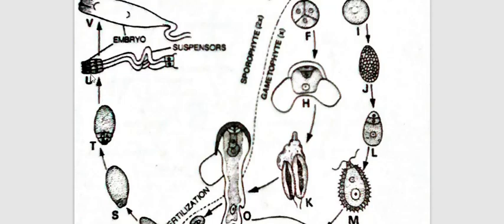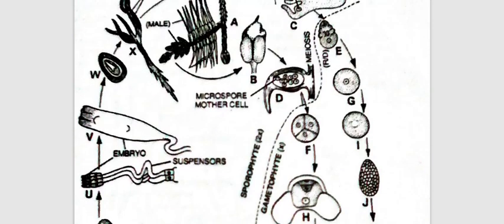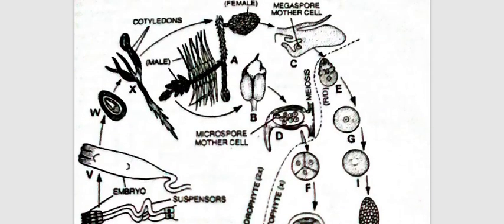This is the embryo, and the embryos have suspensor cells on their backsides. The external structure of the embryo is like this, an elongated structure, and at the side of this, a whorl of cotyledons is present, and in the axils of these cotyledons, the shoot apex arises. From here the shoot apex arises.